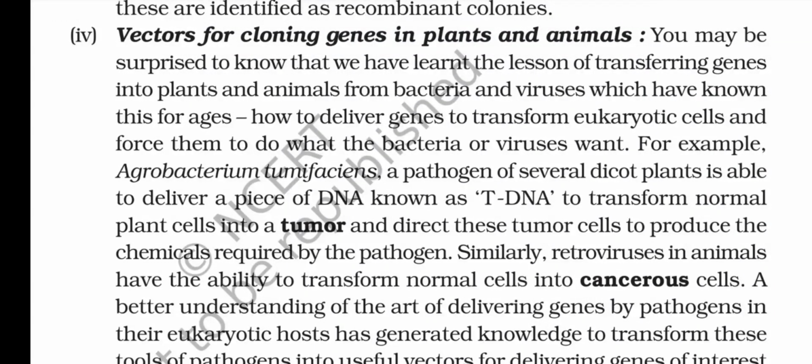Now we're going to learn about vectors for cloning genes in plants and animals. You may be surprised to know that we have learned the lesson of transferring genes into plants and animals from bacteria and viruses, and we have known for ages how to transform eukaryotic cells and force them to do what the bacteria or viruses want. For example, Agrobacterium tumefaciens, a pathogen of several dicot plants, is able to deliver a piece of DNA known as T-DNA to transform normal plant cells into a tumor.